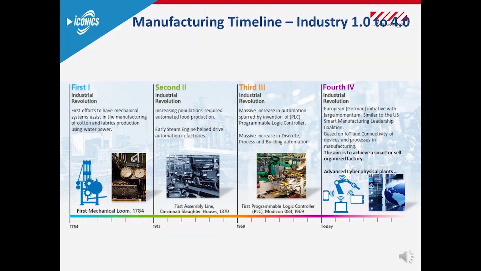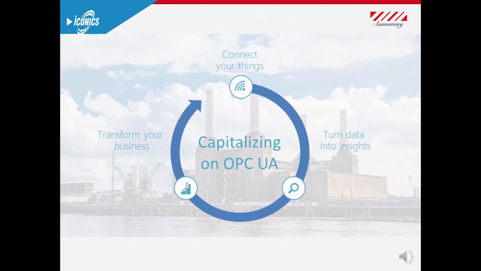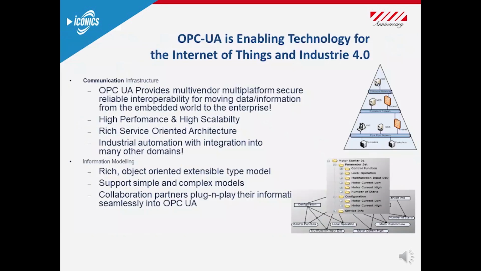Everybody calls it Industry 4.0, but essentially the whole aim of all this is to achieve a smart or self-organized factory, and that's the whole timeline of what we've been trying to do. So I'd like to talk about how we're capitalizing on OPC UA technology, and essentially how Iconics is transforming the business and leveraging the OPC UA standard to really turn data into insight and have complete connectivity of all your different things out there in an IoT world.